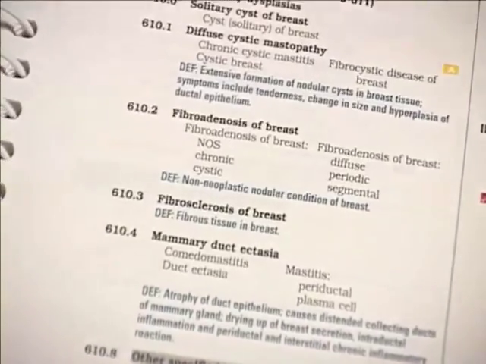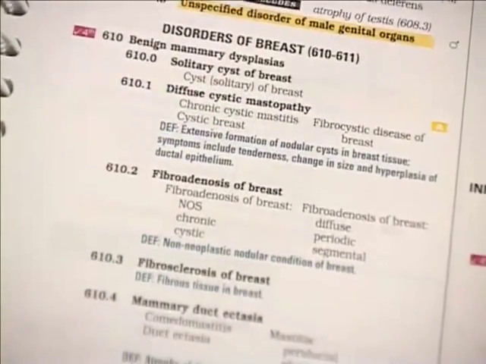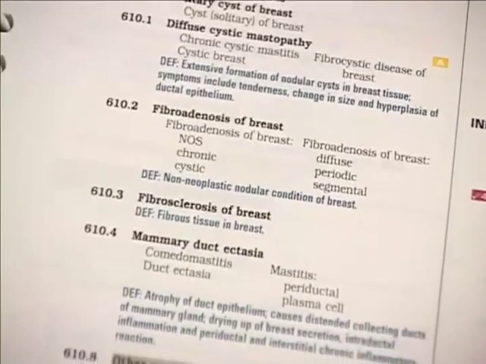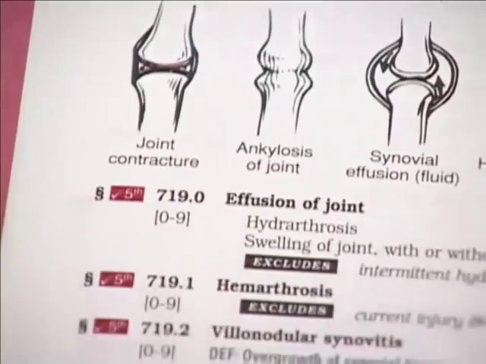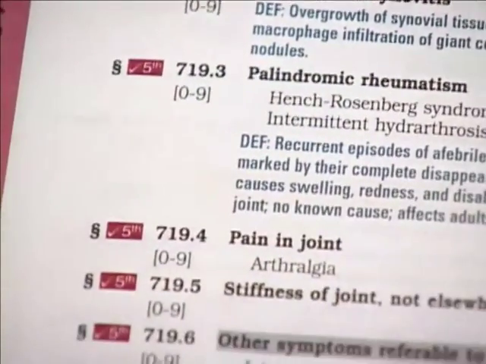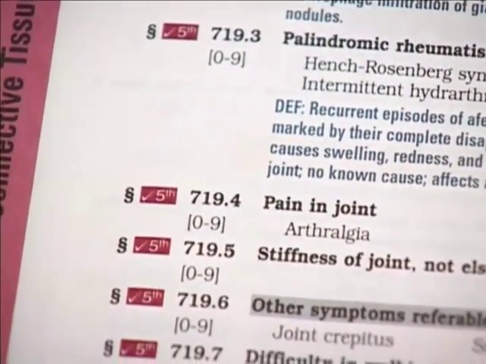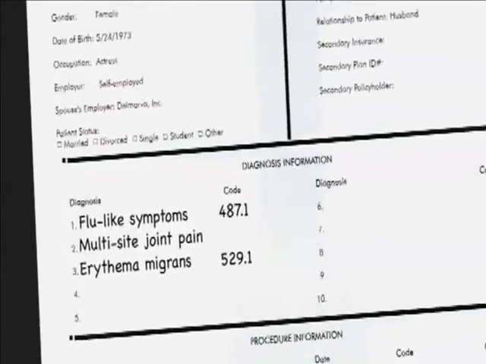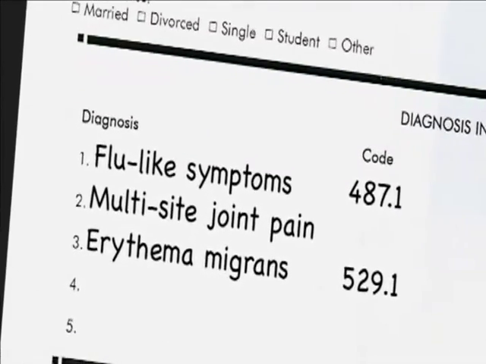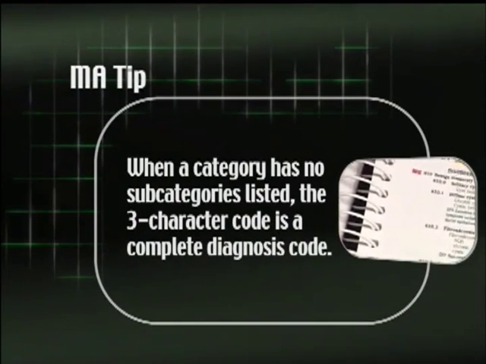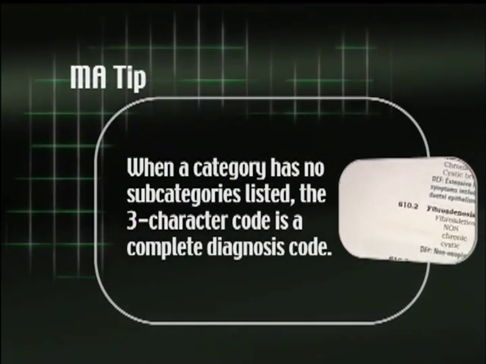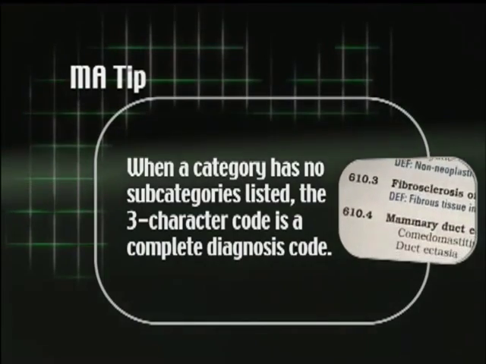ICD-CM codes have 3-character category codes before the decimal point. Additional subcategory and extension characters may be required after the decimal point. It is important to note that if an ICD-CM subcategory or extension applies to a particular patient's diagnosis, those characters must be used for the complete diagnosis code. MA tip: When a category has no subcategories listed, the 3-character code is a complete diagnosis code.